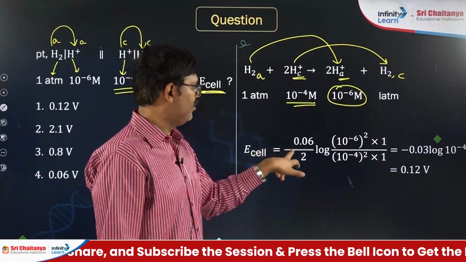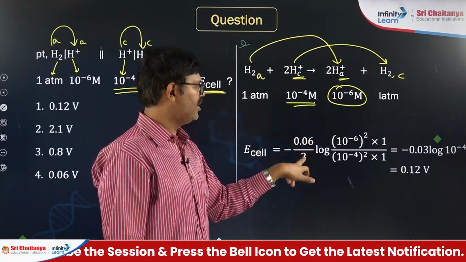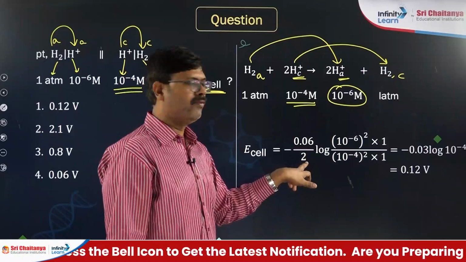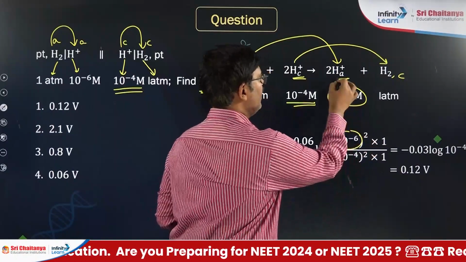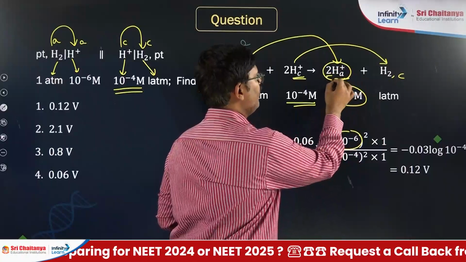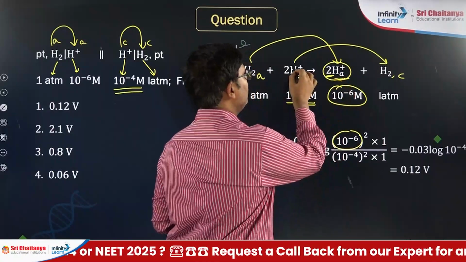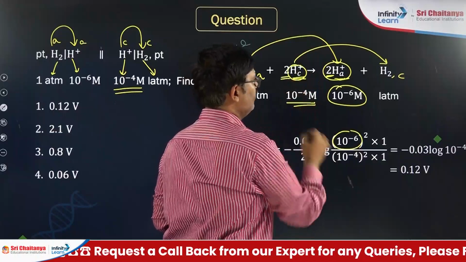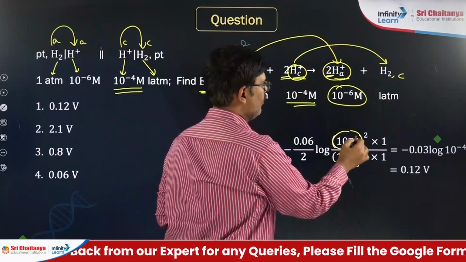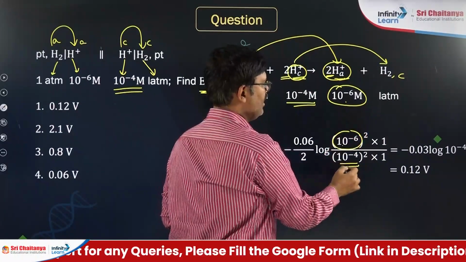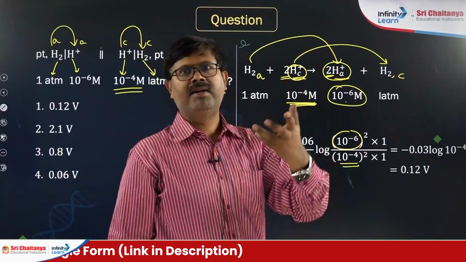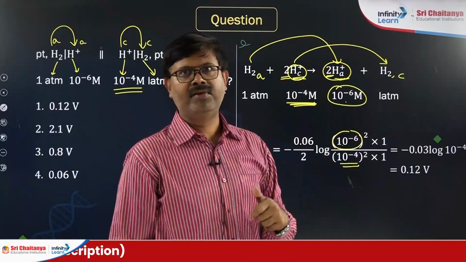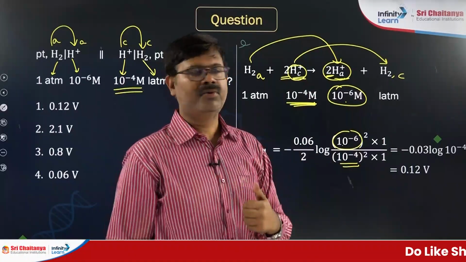So E cell is equal to minus 0.06 by n, where n is the moles of electrons, which is 2, times the logarithm of [H+] at anode to the power 2 divided by [H+] at cathode to the power 2. So (10^-6)^2 by (10^-4)^2. Products by reactants, raised to the powers of stoichiometric coefficients. That is how we write the reaction quotient.